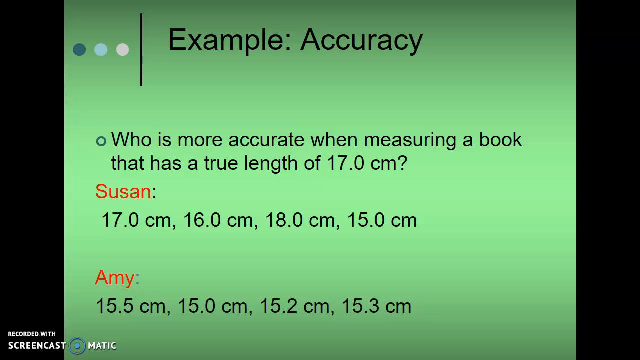So here's an example. We have two people measuring a textbook, and we need to figure out who is the most accurate and has the true length of 17.0 centimeters. Susan has 4 measurements: 17.0, 16.0, 18.0, and 15.0. Amy has 15.5, 15.0, 15.2, and 15.3. Now, if we're looking at accuracy for this measurement, we are looking to try to get as close to 17 as possible. So the one that actually gets to 17 or close to 17 would be Susan compared to Amy. So Susan would have the more accurate measurement here. Amy has generally the same numbers, but they are not close to 17, so she is therefore not an accurate measurer.